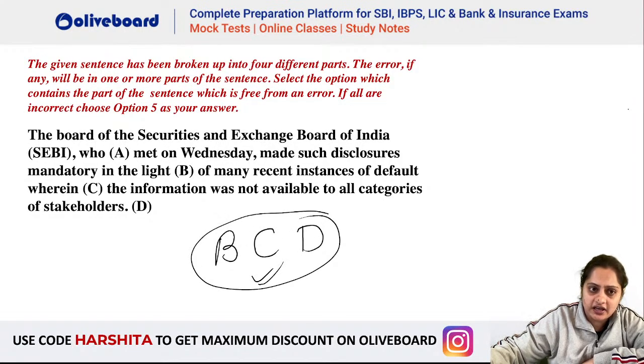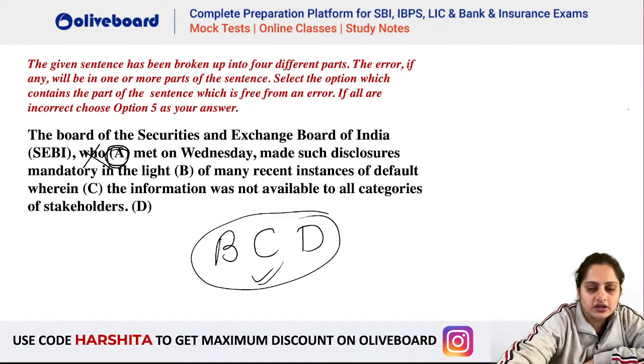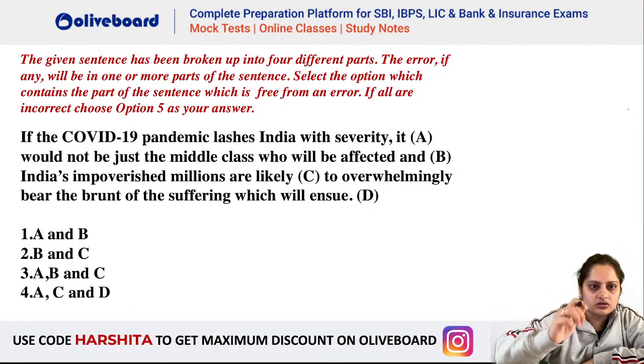What is the error in A? You are talking about the Securities and Exchange Board of India. Okay. So who will come? We use "who" for people. So "which met on Wednesday", or "that met". The board that met on Wednesday. Here "who" is wrong. Which you can use. Chalo. Next.